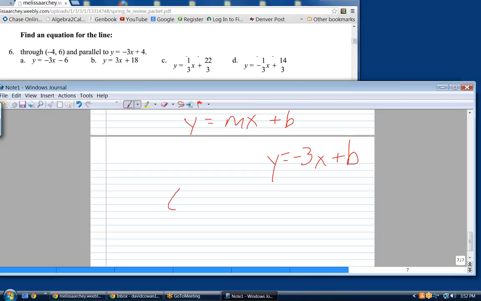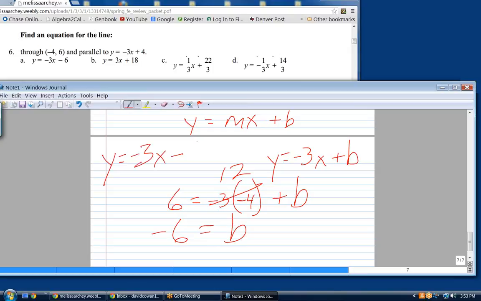All right. So you'd have to graph it? No. All I'm going to do is plug in the y-coordinate of the point they gave us for y, the x-coordinate of the point they gave us for x, and now notice that I'm going to be able to solve for b. This is +12. When I move it to the other side, it becomes -6. So b is -6. Now I have everything I need to write my equation. I know the slope is -3, and the y-intercept is -6. So there's my equation right there.